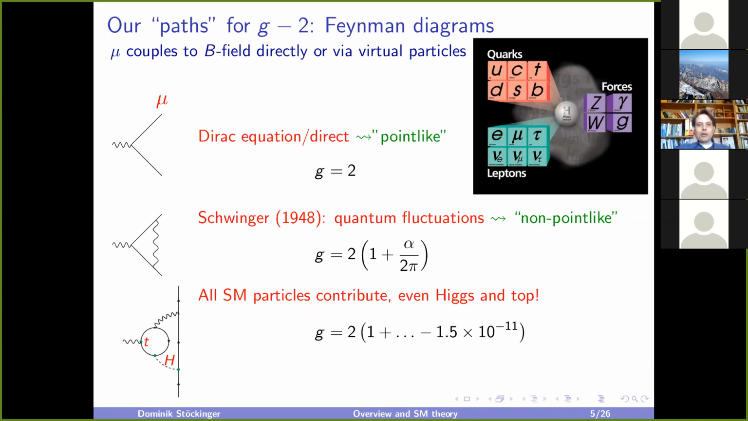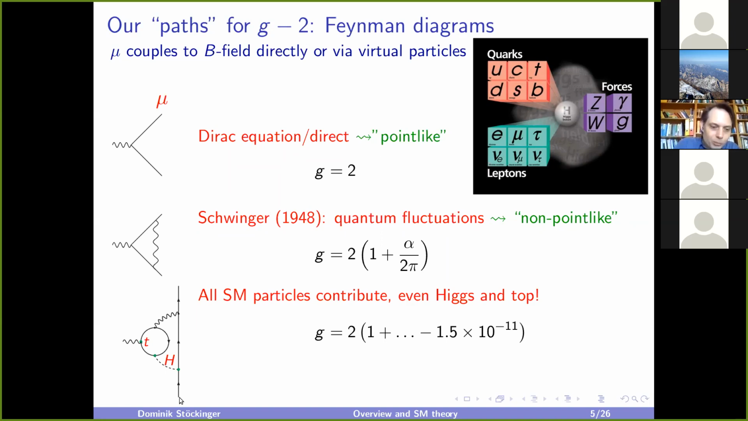So I said all particles contribute, and so let me just give you the opposite end of the spectrum. The Schwinger diagram is the largest effect. So here is one of the most exotic effects in the standard model, where the two heaviest particles that we know, the Higgs and the top, contribute simultaneously.